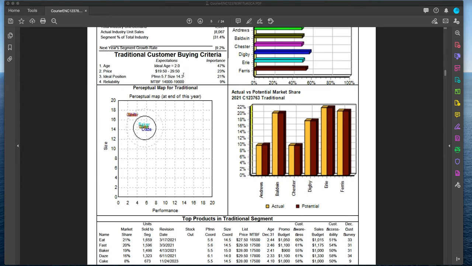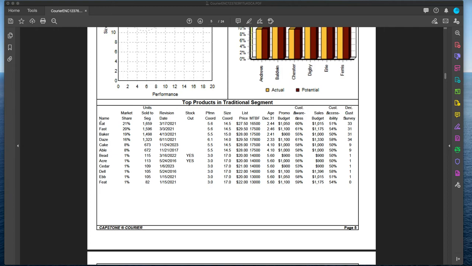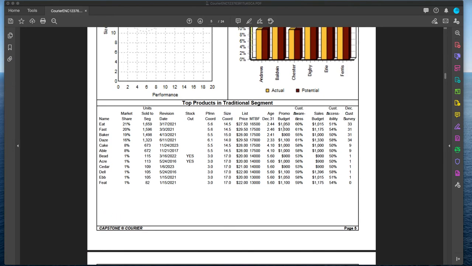Okay, so let's look at these specifically. Now we know that the ideal age is the number one criteria, and it's 2.0 years. And we see that these top companies in this group, from Eat down to Days, they have good customer survey scores. They're all above 30 here. That's a result of these customer buying criteria as well as the sales and promo budgets, which we see here, and customer awareness and customer accessibility.